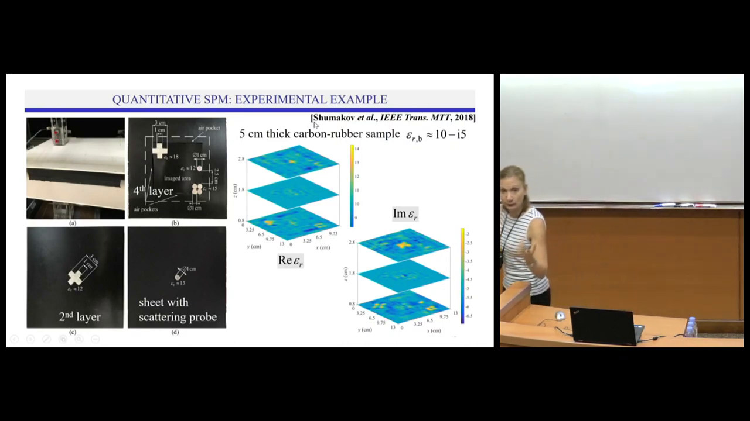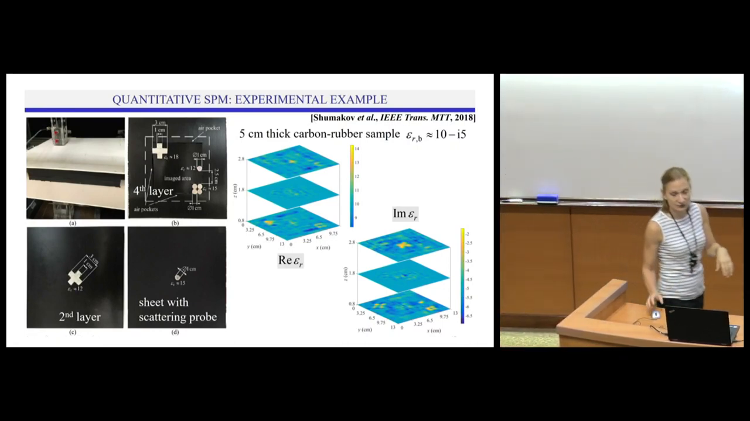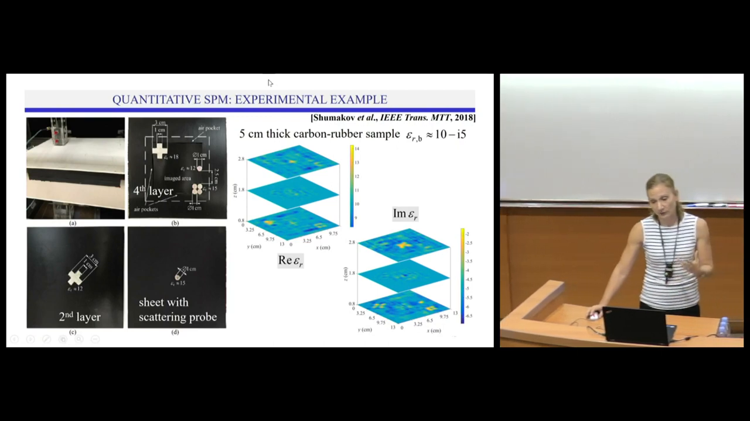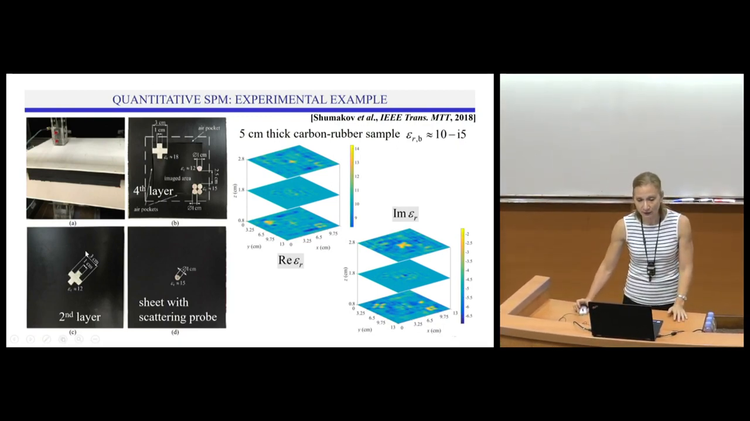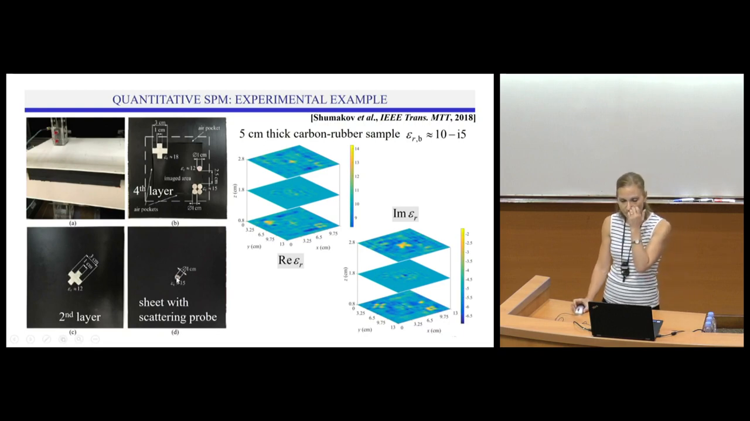So now if we go into measurements, the situation changes. Of course, we can still image. You see again this tissue, carbon rubber phantom materials at different layers, different types of microwave ceramic objects embedded. And this is the calibration object, the scattering probe shown here.